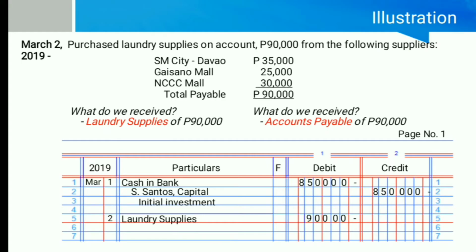So we will write it now in the general journal. And remember to make sure that your credit entry or credit item is indented from your debit item. So we have here accounts payable, and then we have the amount 90,000 pesos. This is to record laundry supplies on credit. Let's now move on to the third transaction, which is on March 3, 2019.